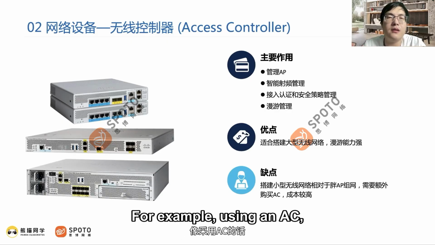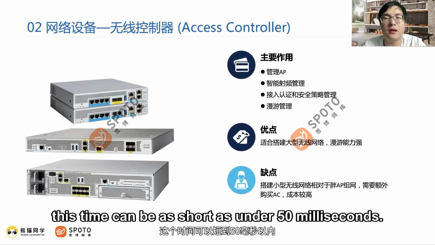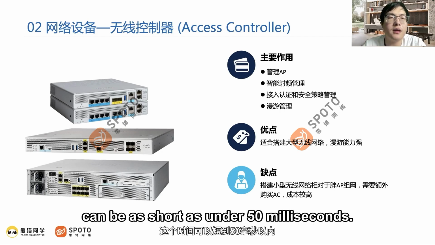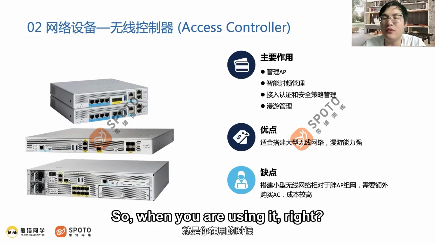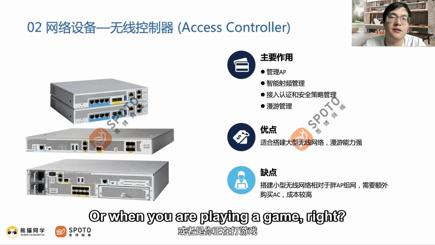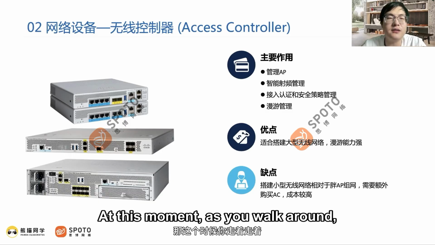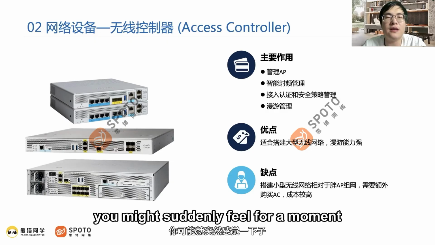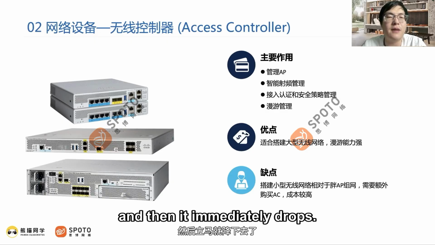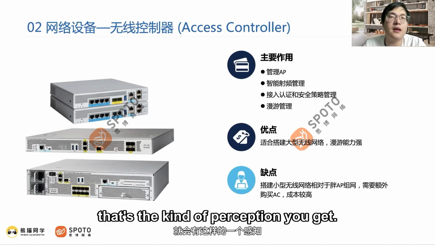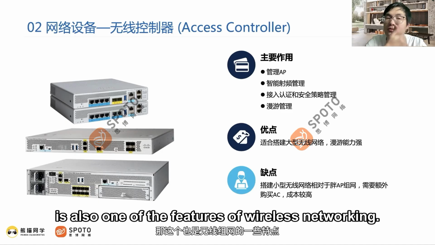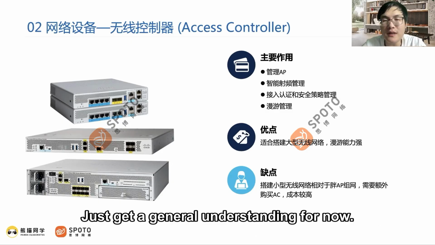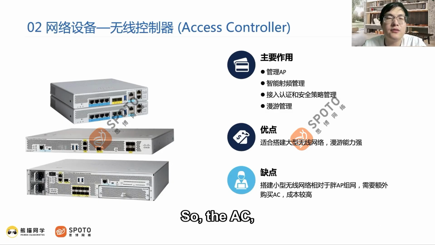For example, using an AC, this time can be as short as under 50 milliseconds. Basically, it's imperceptible. So when you are playing a game, as you walk, you might otherwise suddenly feel the ping value spike for a moment. With an AC it recovers immediately. That's one of the benefits of using an AC. And this is also one of the features of wireless networking. Just get a general understanding for now. So, the AC.